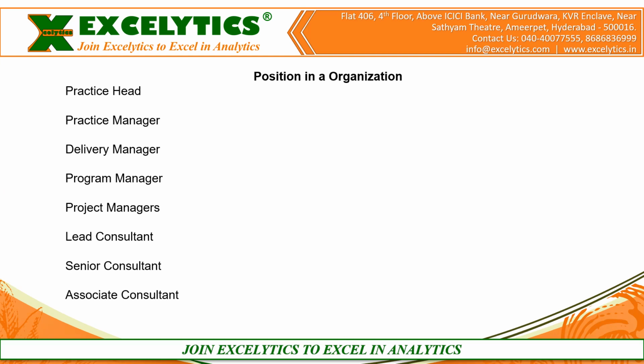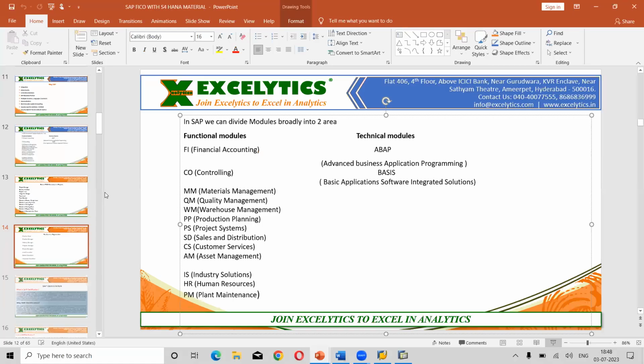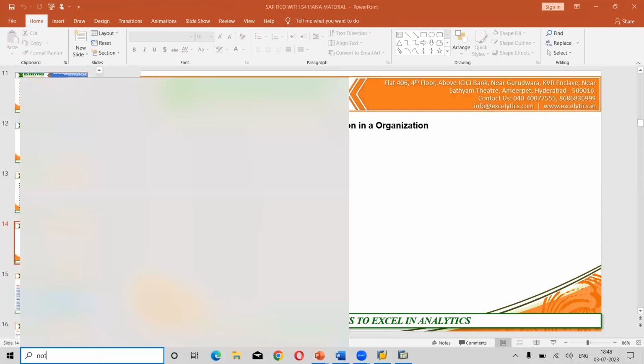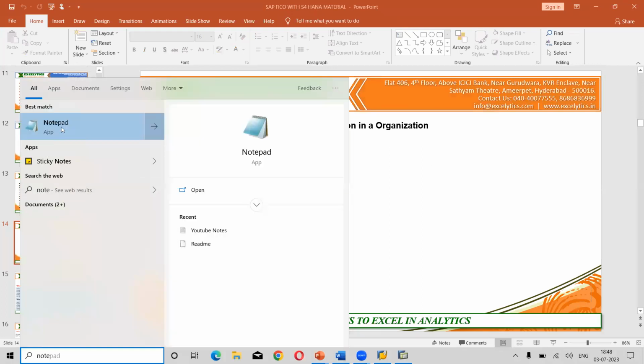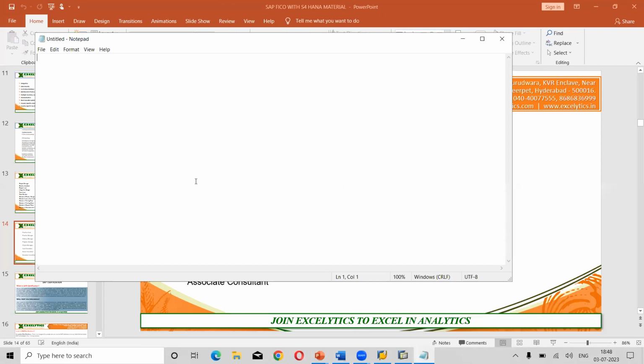For example, as an end user experience, I'll tell you. Whoever the freshers are in this course will definitely go in as associate consultants. When I say freshers, I mean a person who has completed their studies, could be a graduate, anything. They will be considered freshers. Clear? Got my point? Yes, sir.